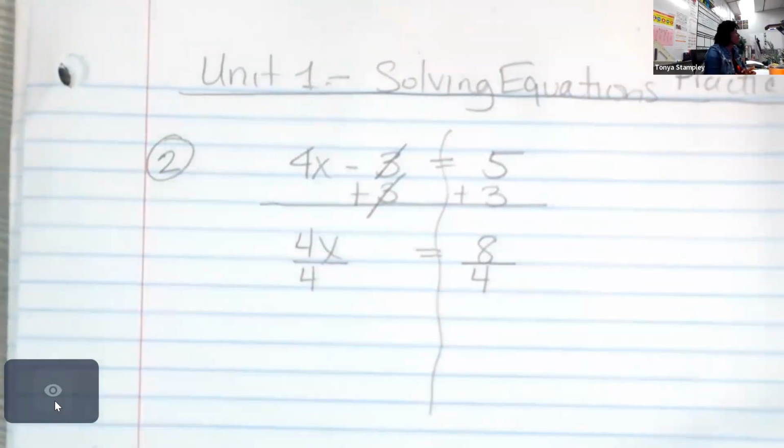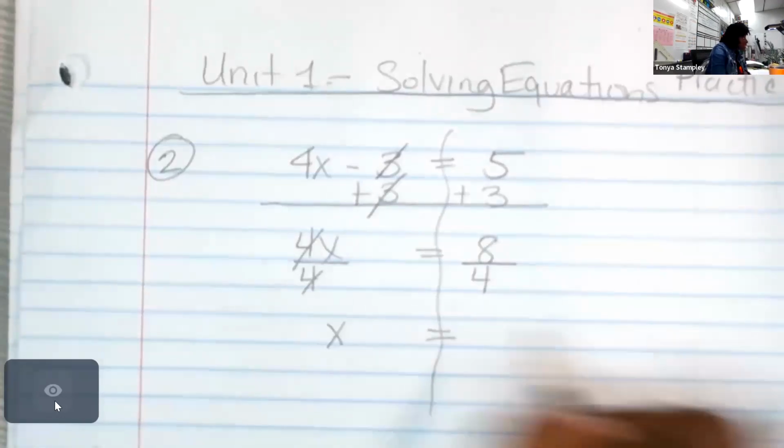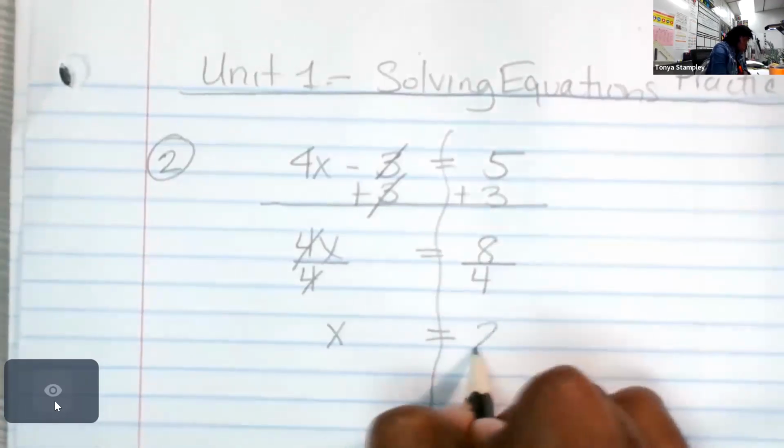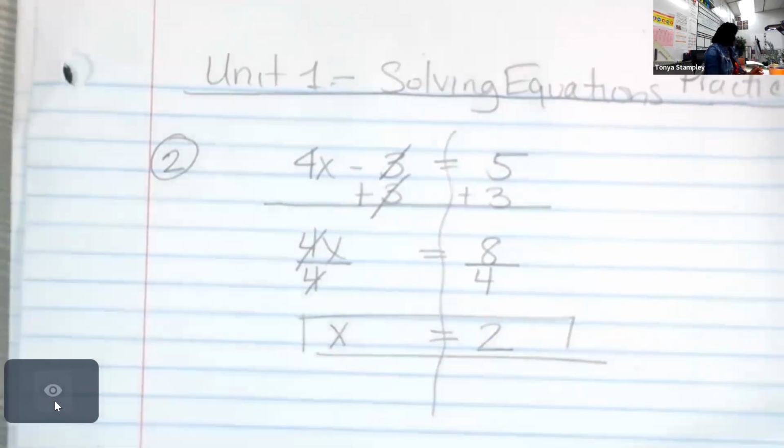Wes, what happens to my 4s? And what is that going to leave me? X. X equals 2. Everybody agree? Yes. Very good. That was pretty easy, right? How we feel about that? Good? All right, pretty simple.